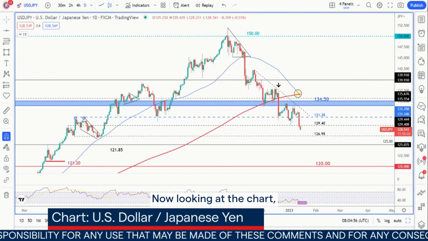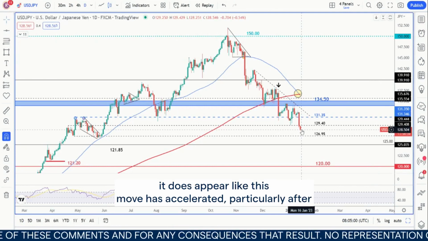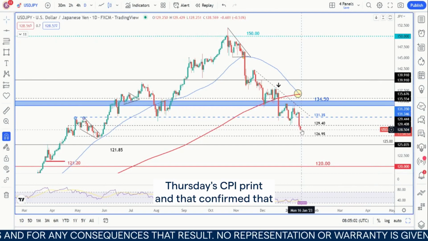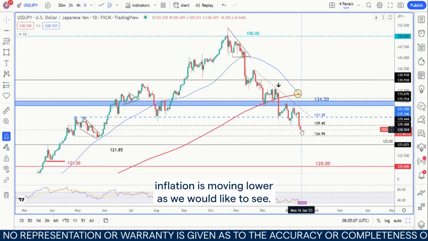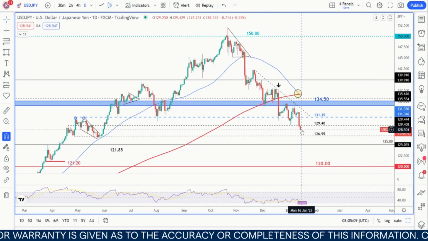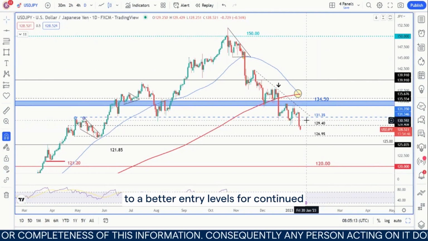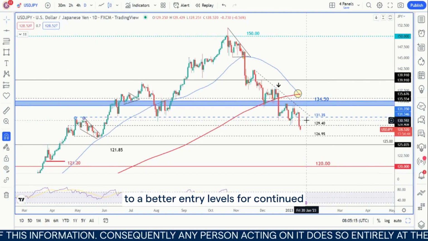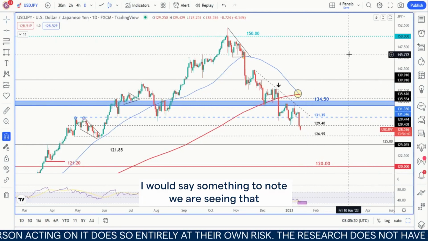Now, looking at the chart, it does appear like this move has accelerated, particularly after Thursday's CPI print that confirmed that inflation is moving lower as we would like to see. So ideally, you would be looking for some sort of a retracement here into better entry levels for continued bearish continuation plays, I would say.